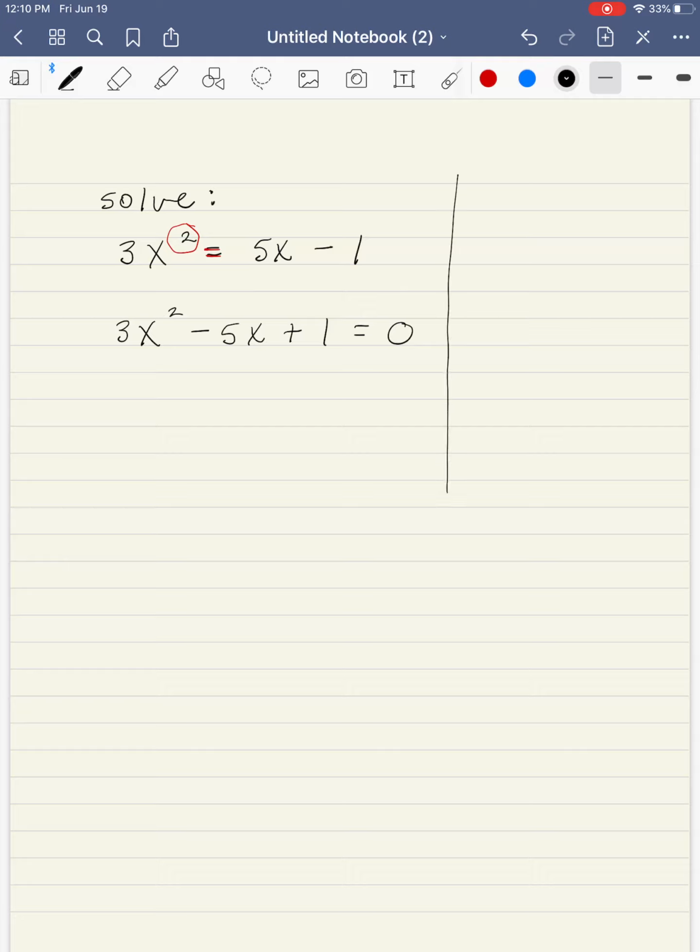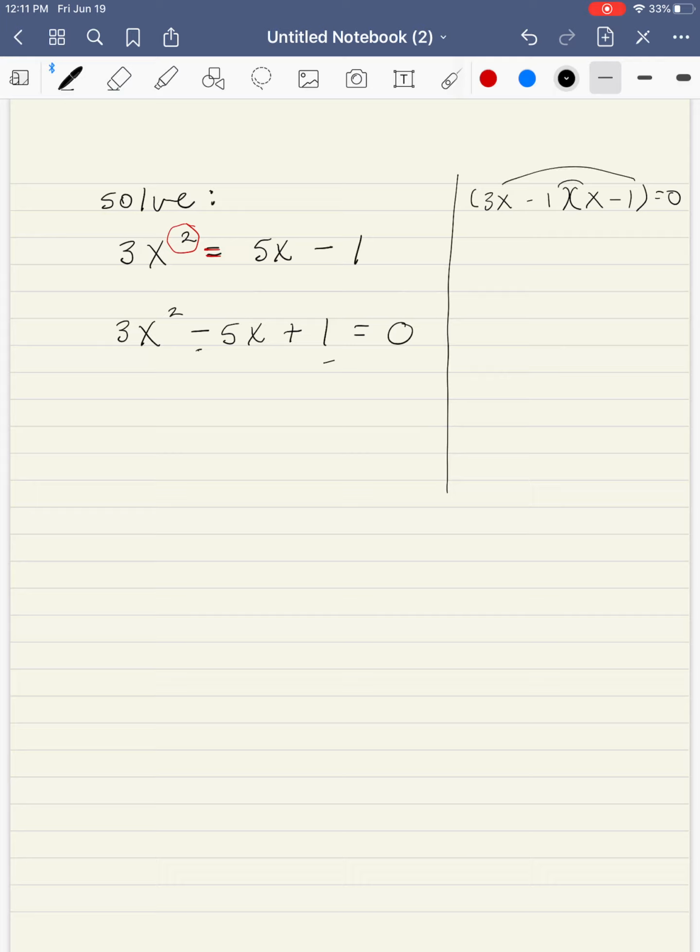If I were to try to factor this, I'm just going to use the guess and check method very quickly here. I'm thinking that the only way I can have 3x squared is 3x times x. The only way I can have plus 1 when I have a minus here is minus 1 times minus 1. That's the only way I can end up with plus 1 for my number here.